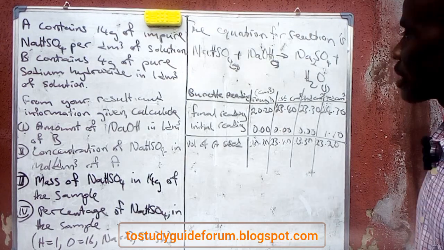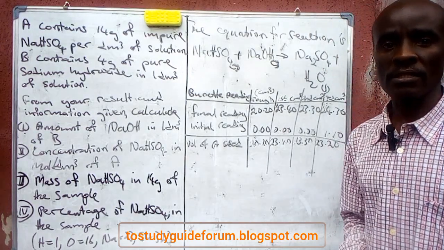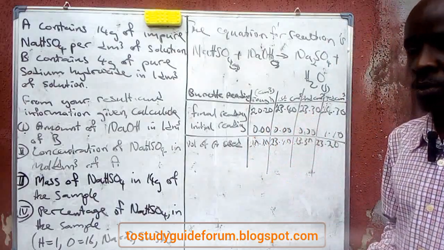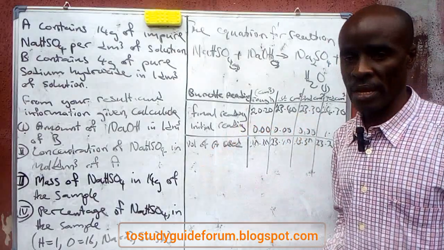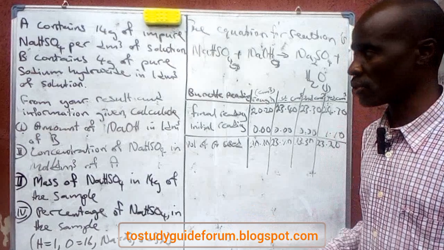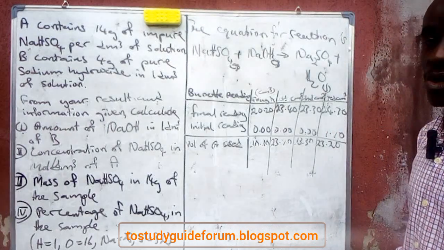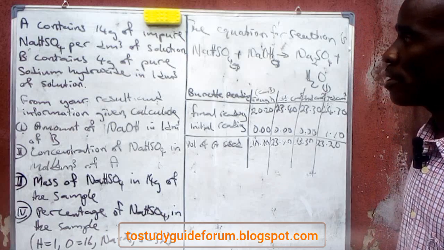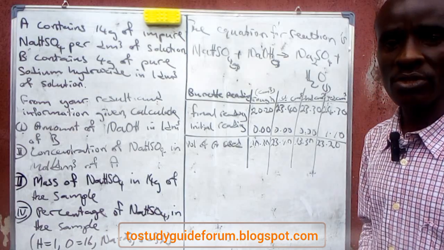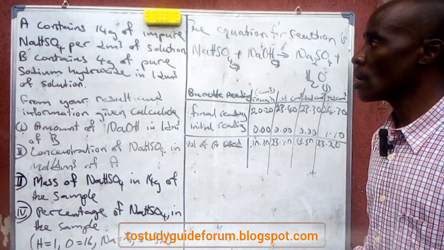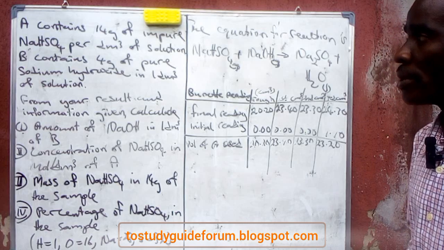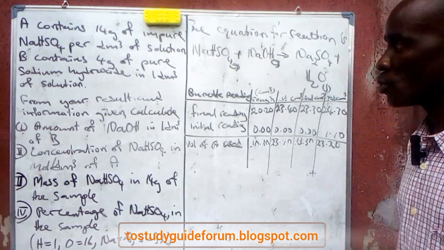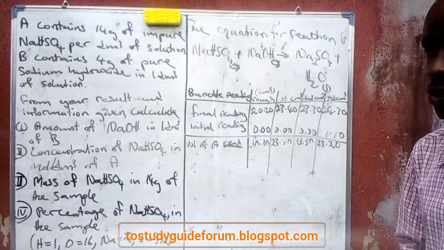Today we'll be looking at how to calculate the percentage purity. This is a table showing us what really happens in a titration reaction. In this titration reaction, A contains 14 grams of impure sodium hydrogen tetraoxosulfate(VI) per dm cube, and B contains 4 grams of pure sodium hydroxide in 1 dm cube of the solution.